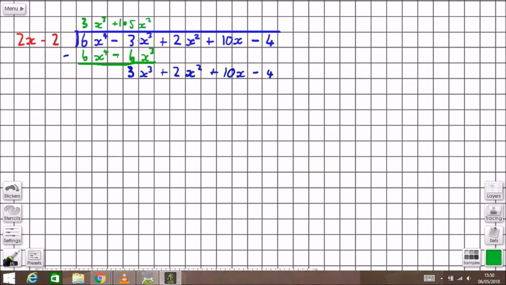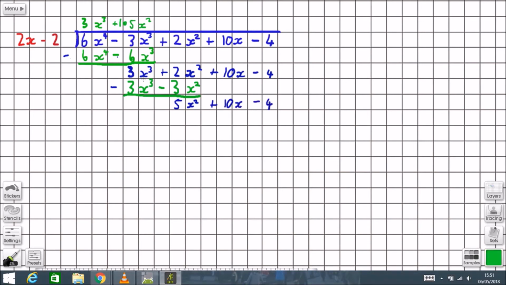Multiply that by the red term. 1.5x squared times 2x is 3x cubed. 1.5x squared times negative 2 will give us negative 3x squared, and we'll subtract that term again. Once again, we'll eliminate the leading term. 2 minus negative 3, that's 5x squared. Bring down the terms we haven't used yet.